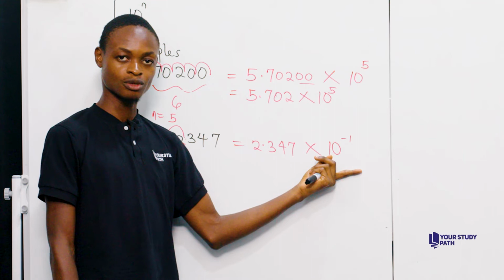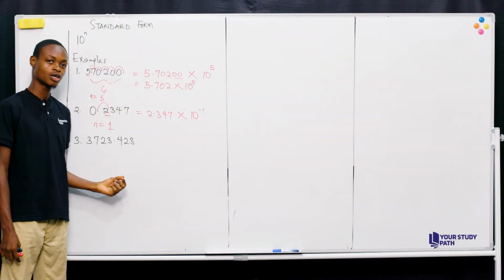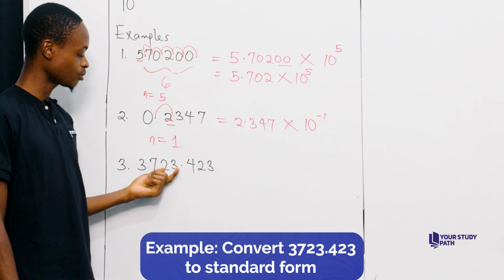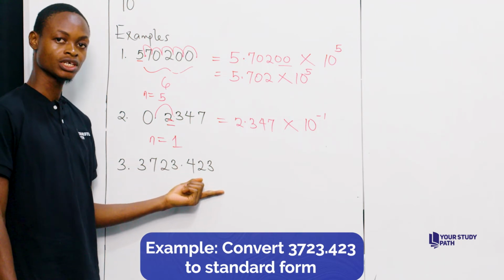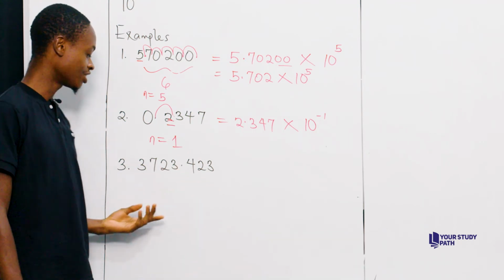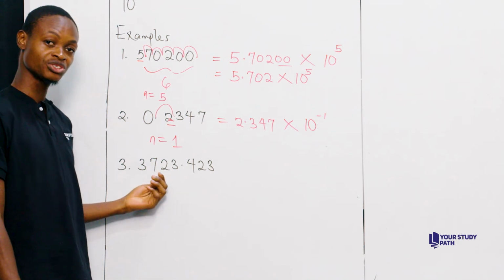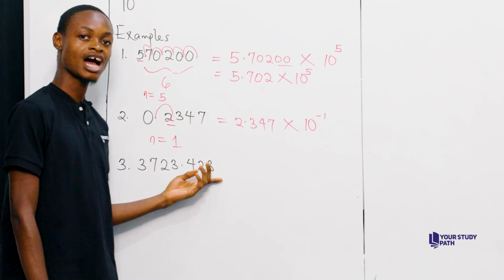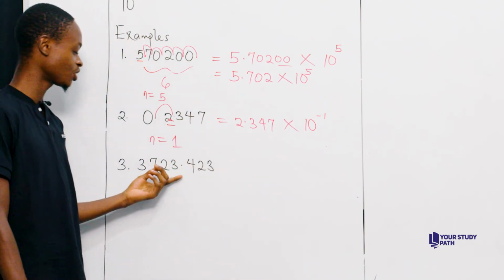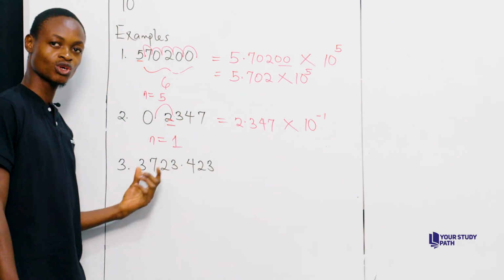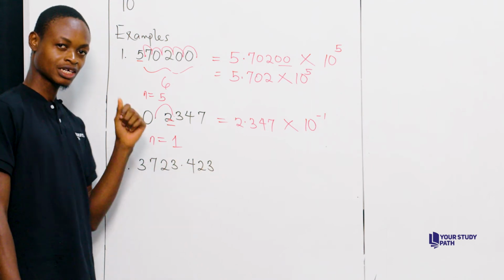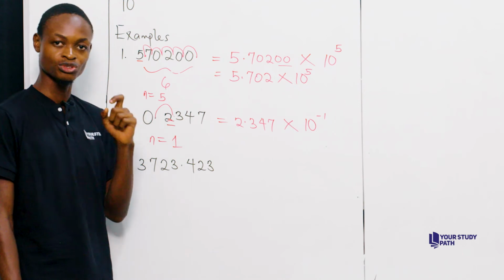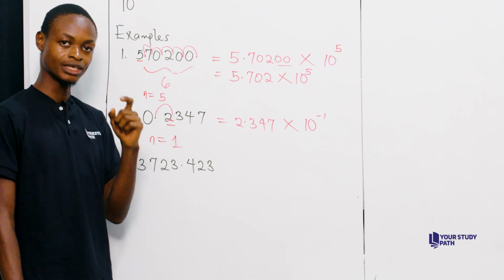Let's take another example. Now we have our third example. We have to convert 3,723.423 to standard form. Now in this case, we have non-zero digits before the decimal point. We also have non-zero digits after the decimal point. So now the question arises, in what direction would I be moving the decimal point? Remember that our goal is to ensure that there is just one single non-zero digit before the decimal point.